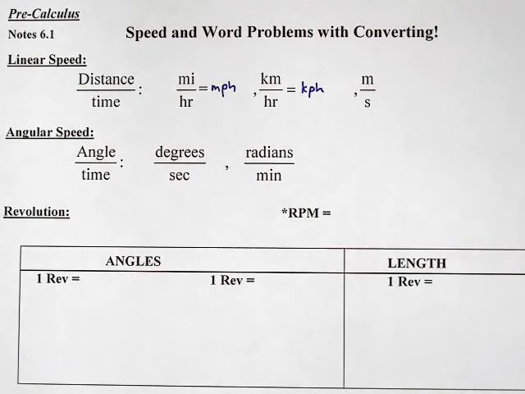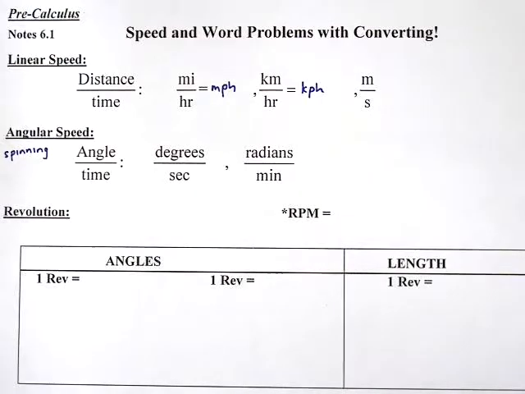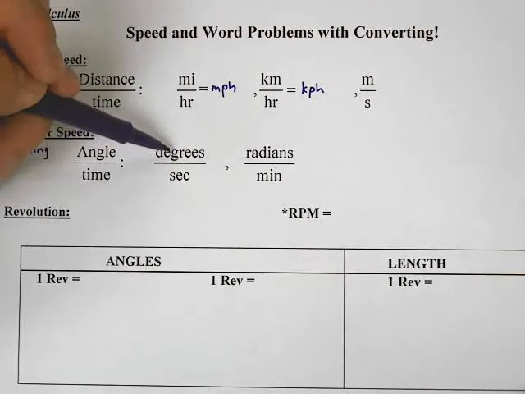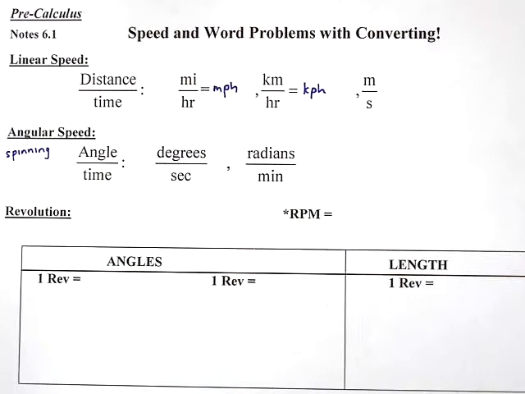Now, there's also angular speed, and angular speed occurs when something is spinning. So you need to have something spinning in a circle. But now we're talking not about a distance that something travels in some amount of time. We're talking about the angle an object travels or spins. So we use something like degrees per second, radians per minute. Not too challenging, but we will get into that in a little bit.